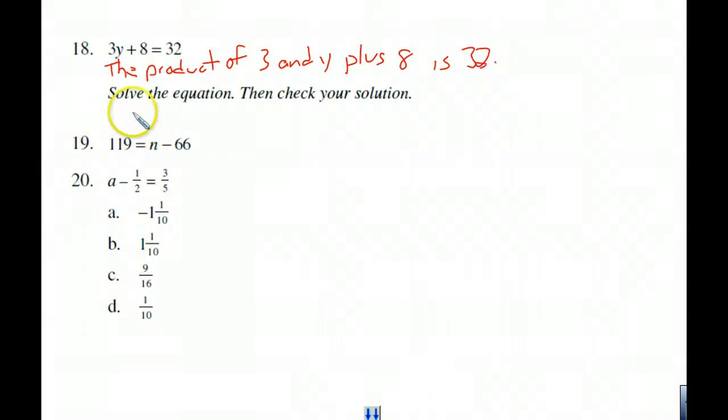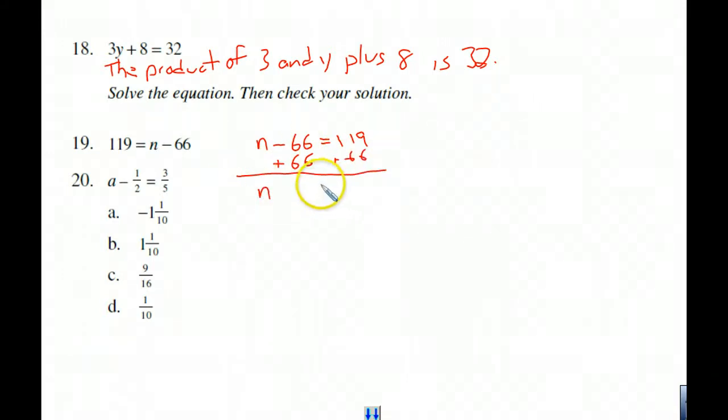Let's see here. We can go ahead and solve number 19, solve the equation, and check it. Okay. Let's rewrite it with the variable on the left. Some people like that. So we can say n minus 66 equals 119. That's the same equation. And we'll go ahead and add 66 to both sides.